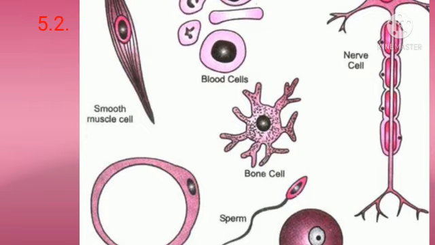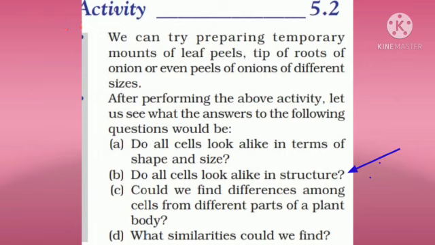The next question is, do all cells look alike in structure? The answer is yes, because all these cells have similar components, that is organelles. All these cells have a nucleus, mitochondria, lysosome, cell membrane, protoplasm, cytoplasm, etc.